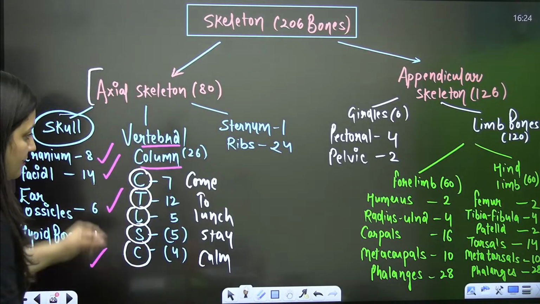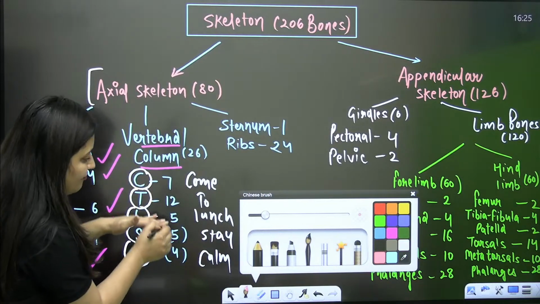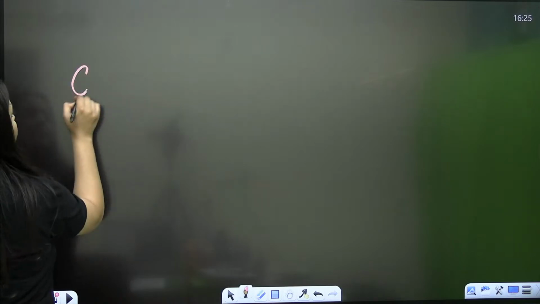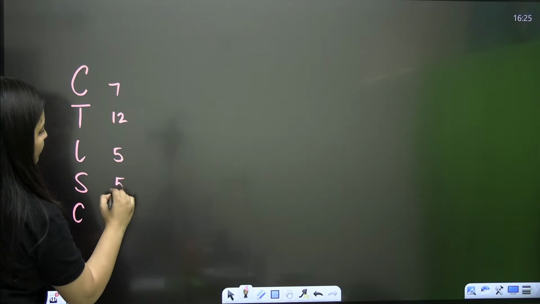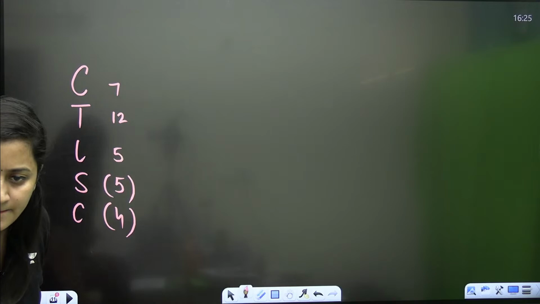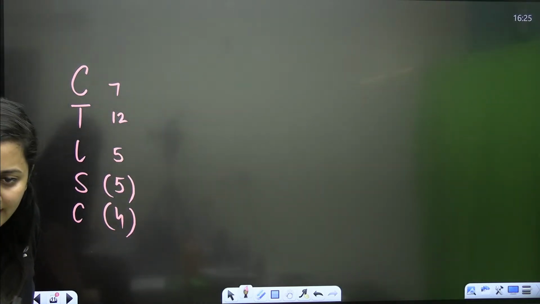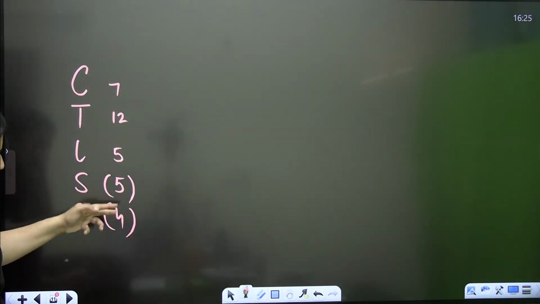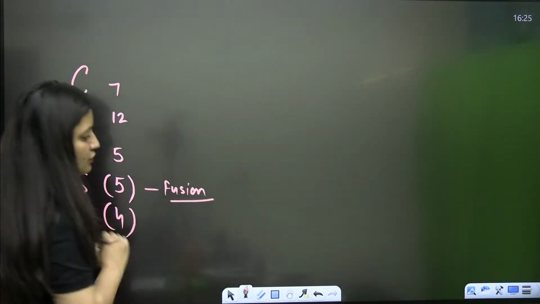Total 26 vertebrae. So there is a number as well. Questions can come from this part. It's 7, 12, 5, 5, 4. If you notice, I have written this 5 and 4 with a bracket, because this bracket is showing the fusion.